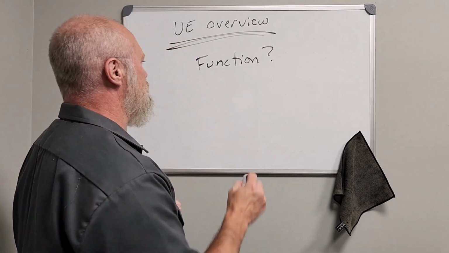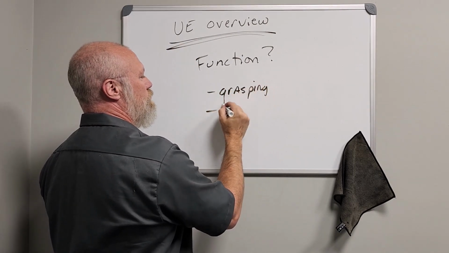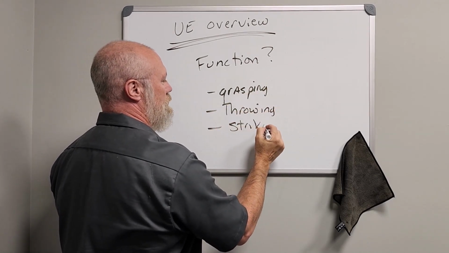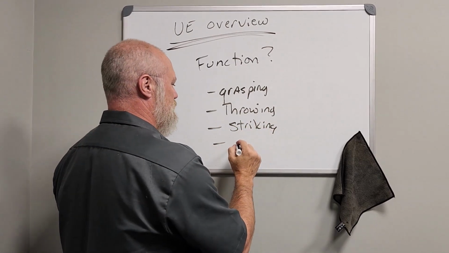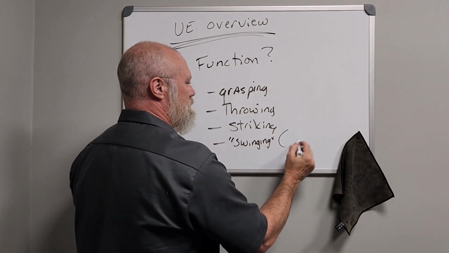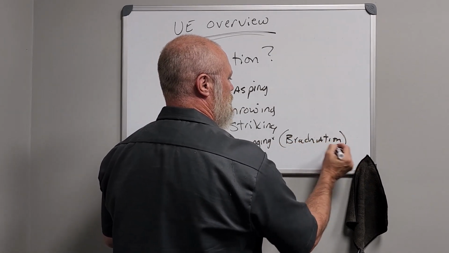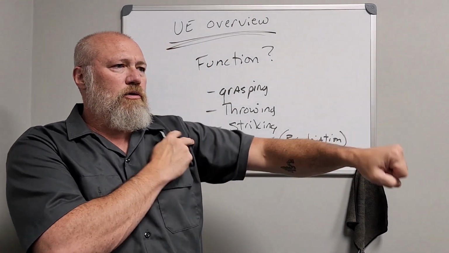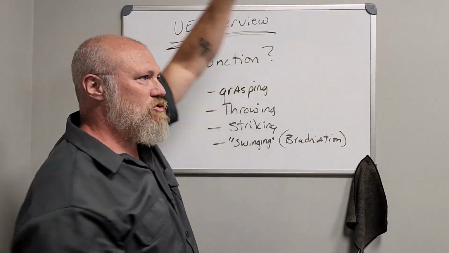Broadly speaking, we're going to say grasping, throwing, striking, and I'm going to put swinging in quotes. What I really mean is brachiation. This is one of the reasons we say the glenohumeral joint in our shoulder complex, or the pectoral girdle, is so highly mobile, because we can swing from our limb.